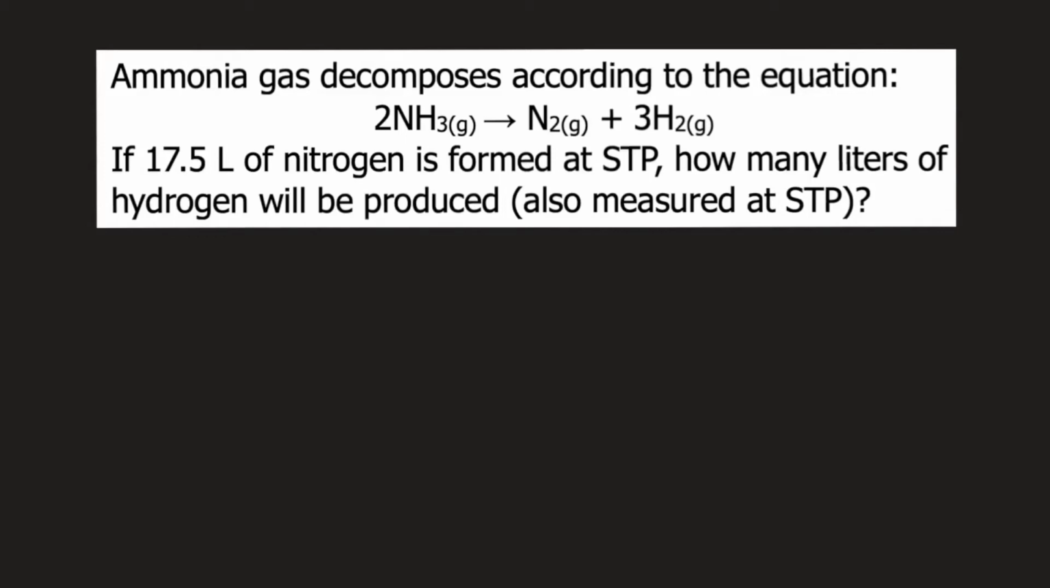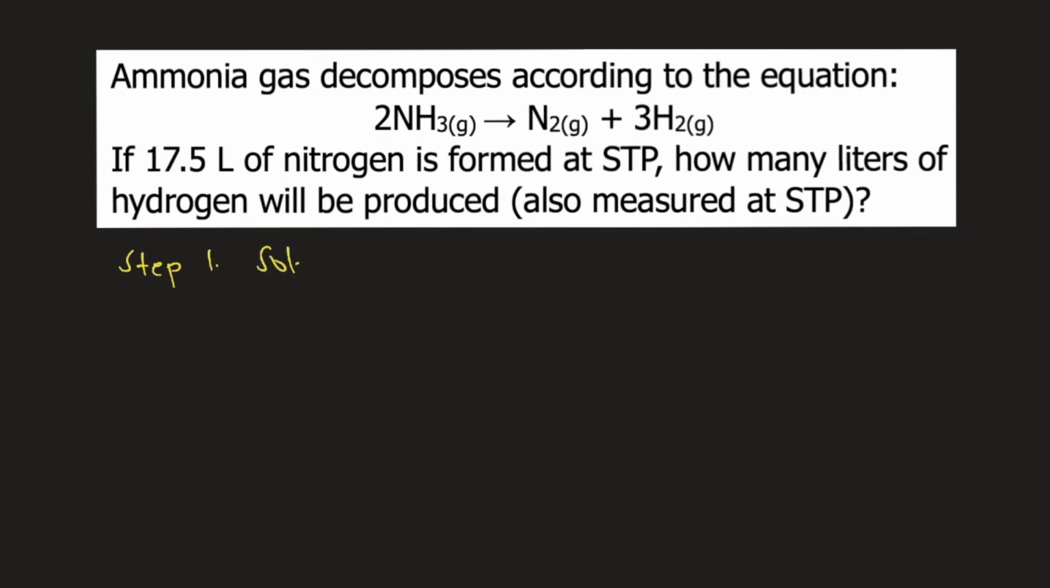Ammonia gas decomposes according to the equation. So the equation is given below. If 17.5 liters of nitrogen is formed at STP, how many liters of hydrogen will be produced, also measured at STP? So let's go through this question step by step.